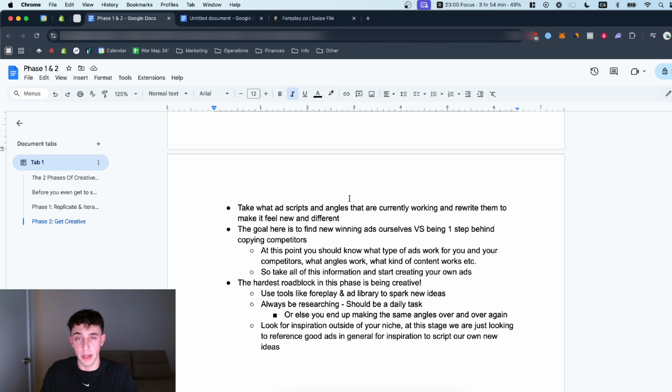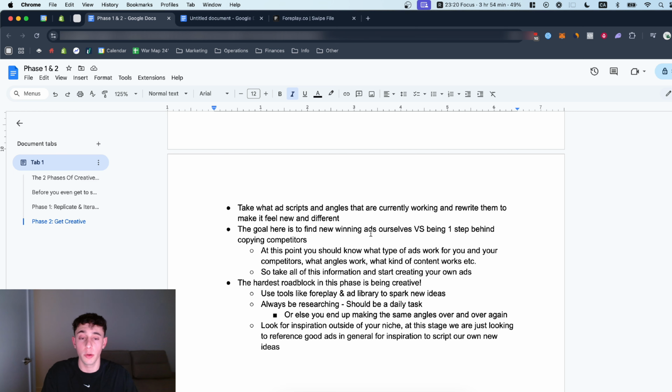But making it feel new and different. So an easy way to think about this is, how can we make this feel new and different while still saying the same thing, right? That's what you should be making in this stage. You should be doubling down on what you found in phase 1 and doing that. Because the goal here is to find new winning ads ourselves versus being one step behind copying competitors.